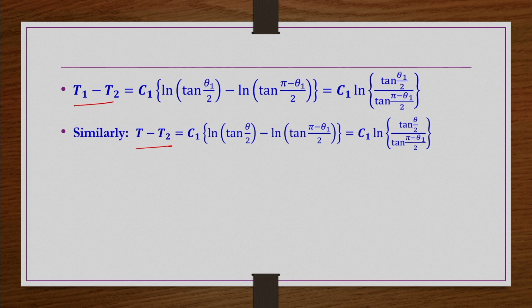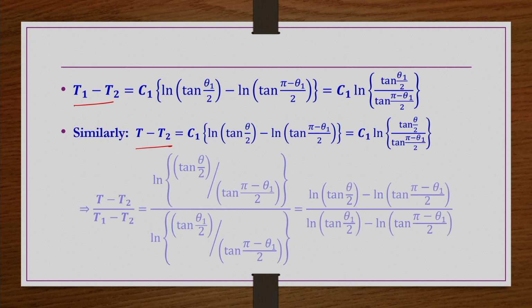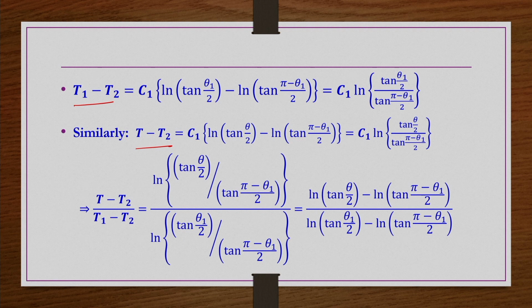So, that will simplify our life, not requiring us to calculate C1 and C2 separately. Okay. So, that is (T minus T2) by (T1 minus T2); if you write it, you get ln tan(theta by 2) minus ln tan((pi minus theta 1) by 2), divided by ln tan(theta 1 by 2) minus ln tan((pi minus theta 1) by 2). So, at this unknown theta value, the unknown temperature you can find out using this expression, right.